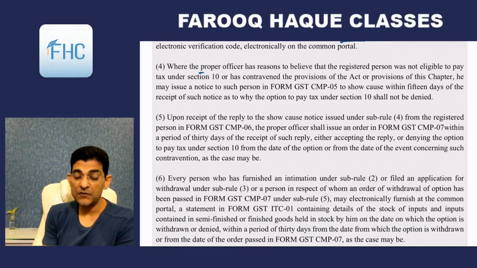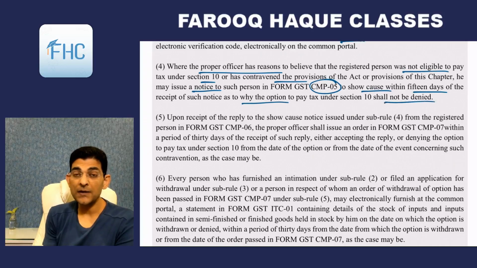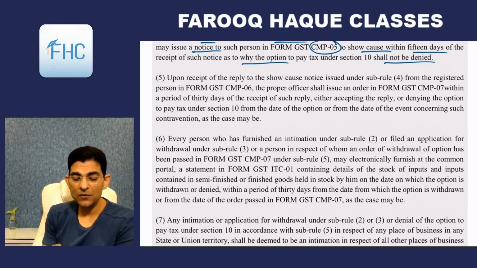And 4 says that where the proper officer has reasons to believe that the registered person was not eligible to pay tax under section 10 or has contravened the provisions, he may issue a notice to such person in CMP 5 to show cause within 15 days of the receipt of the notice as to why the option shall not be denied. This is the action that will be taken against you. And then upon receipt of the reply to show cause from the registered person in CMP 6, means a reply will come in CMP 6, the officer shall issue an order under CMP 7 within a period of 30 days, either accepting the reply or denying the option.